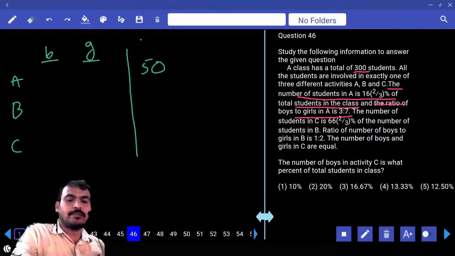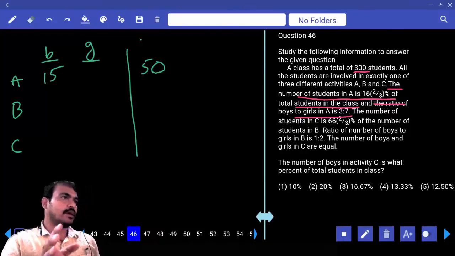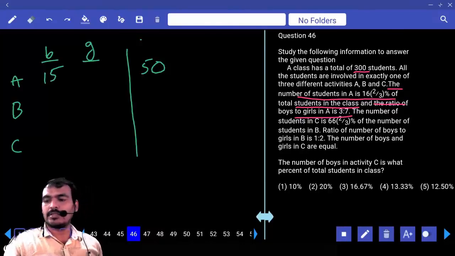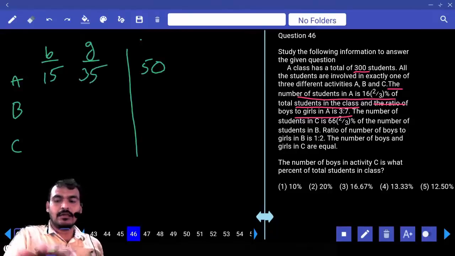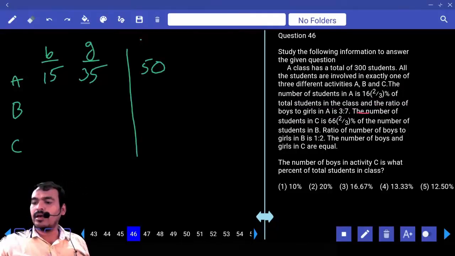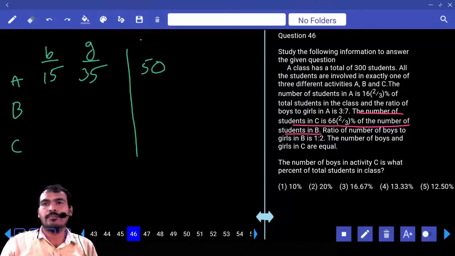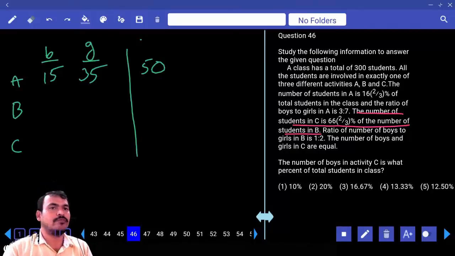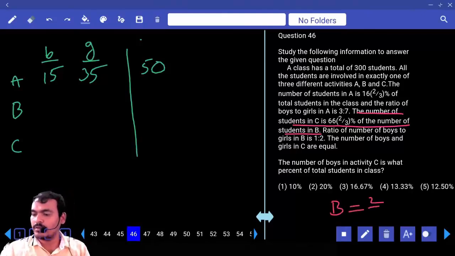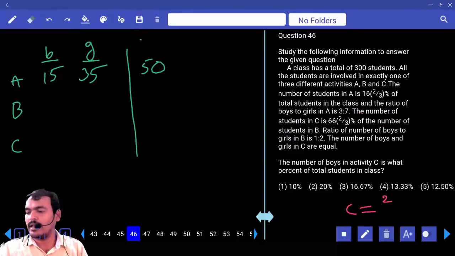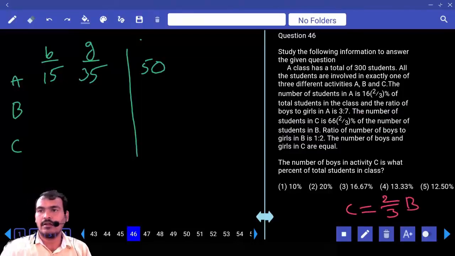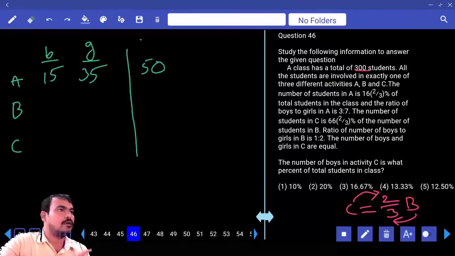10 parts are 50, so 1 part is 5, 3 parts are 15, 7 parts are 35. Next, the number of students in C is 66 2/3 percent of the number of students of which one? B or not? 66 2/3% means written as the fraction 2/3. So the C value is 2/3 of the B value. C is 2 parts, B is 3 parts. Already 350 is the A value.